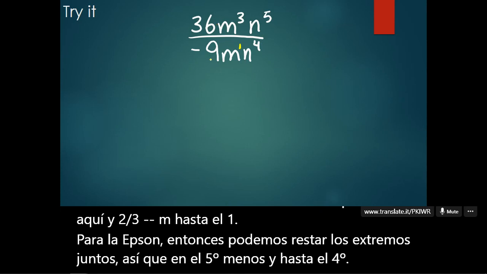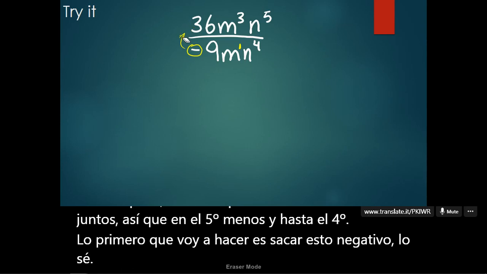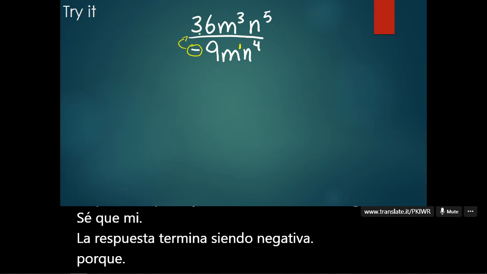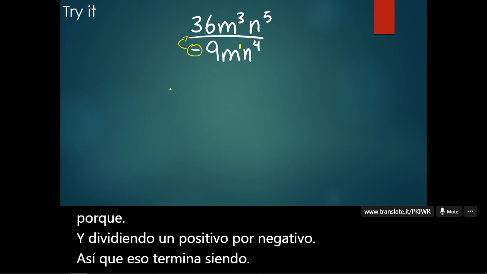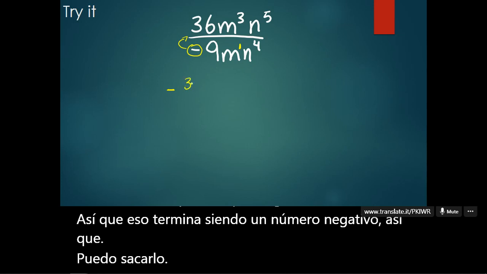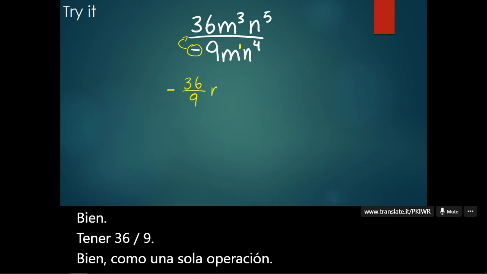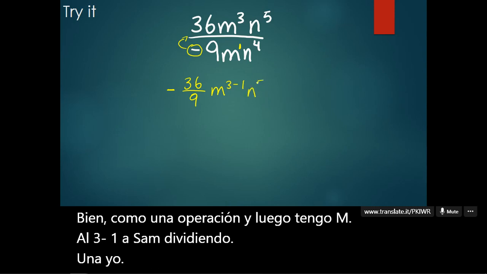The first thing I'm going to do is pull out this negative. I know that my answer ends up being negative because I'm dividing a positive by a negative, so that ends up being a negative number. So I can pull that out. I have 36 divided by 9, that's one operation. And then I have m to the 3 minus 1, because I'm dividing, and I have n to the 5 minus 4.